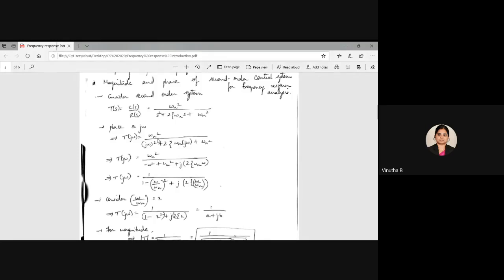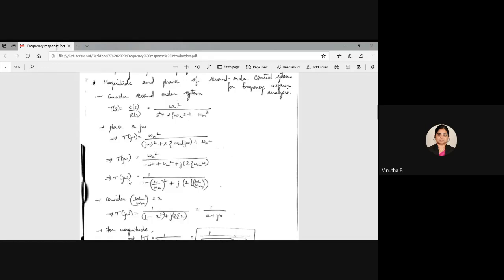Okay, so here I'll just repeat this step: omega n square by j omega the whole square plus 2 zeta omega n into j omega plus omega n square. Then j square will be minus 1, so it is minus omega square plus omega n square plus j times 2 zeta omega n omega. Then what is it that I have done? I have taken out omega n square as common from both the numerator as well as the denominator.